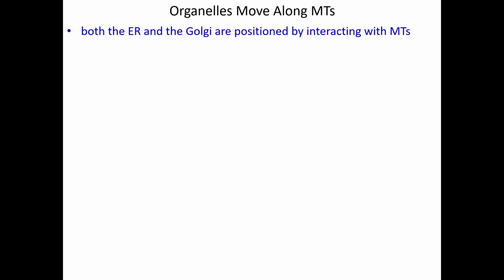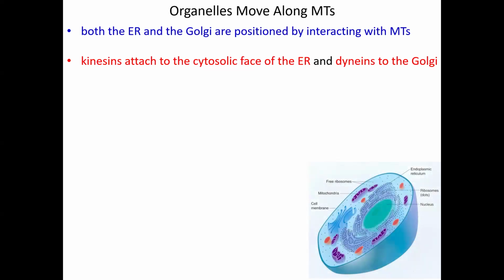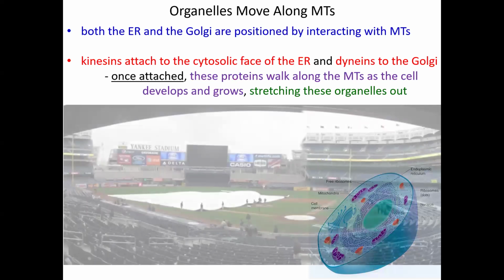Now, this system of walking on microtubules isn't just for vesicle transport. It's also, again, for the organization of the organelles. So both the endoplasmic reticulum and the Golgi are positioned in the right spot and organized in the cell by interacting with motor proteins and microtubules. Kinesins attach to the cytosolic face of the ER membrane. Dyneins attach to the Golgi membrane face that's cytosolic. And then these walking proteins walk along the microtubules and stretch these organelle membranes out. So the ER and the Golgi are stretched out because they're dragged by motor proteins walking along microtubules.